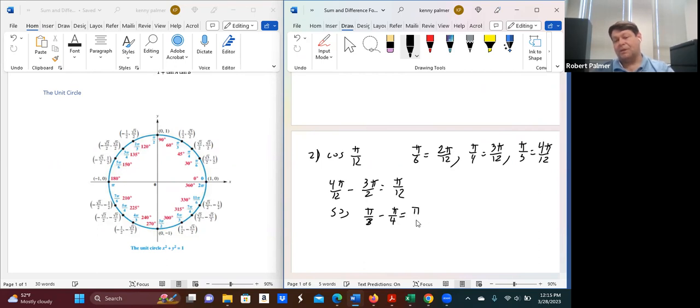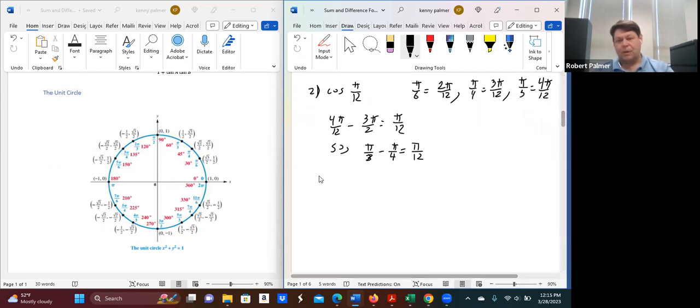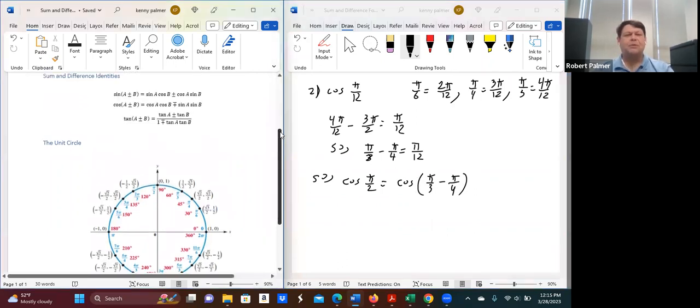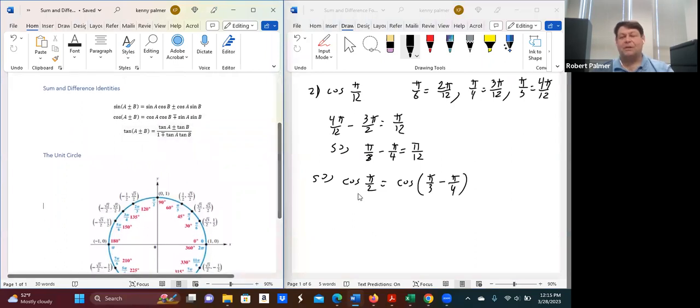Let's use that. And once again, that's not the only thing you could use, but that's probably the best thing in this case. So the cosine of pi over 12 is the same as the cosine of pi over 3 minus pi over 4. Now, once again, we can't distribute this. Once you go back and use our formulas, it's similar to the sine formula, but not exactly the same. This time we're doing a minus, cosine minus.